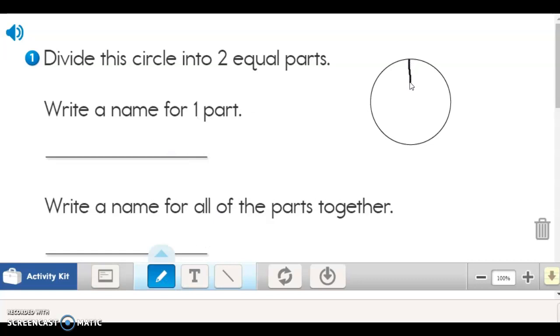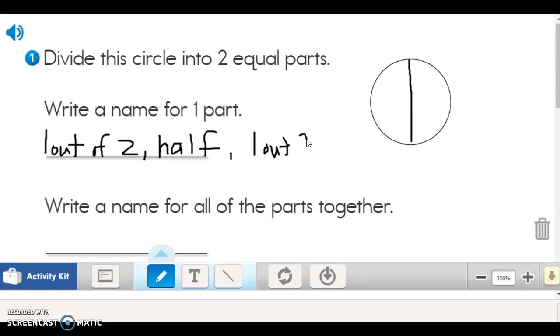All right, let's divide it into 2 equal parts. 1, 2. Write the name for one part. Well, I think that could have a couple names here, couldn't it? Could we say 1 out of 2? Could we also call it half? Could we say 1 out of 2 equal parts? We could call them all of those things. They all mean the same thing, friends.